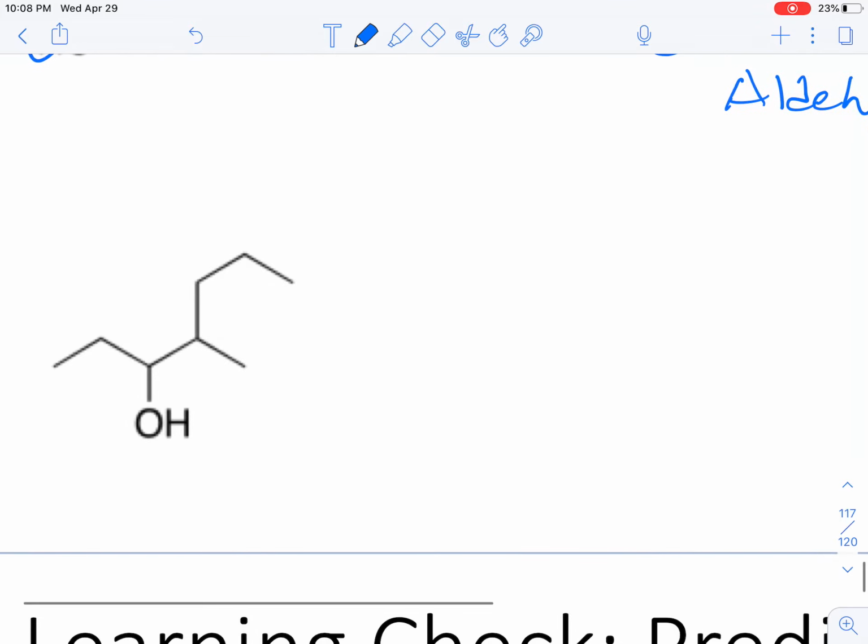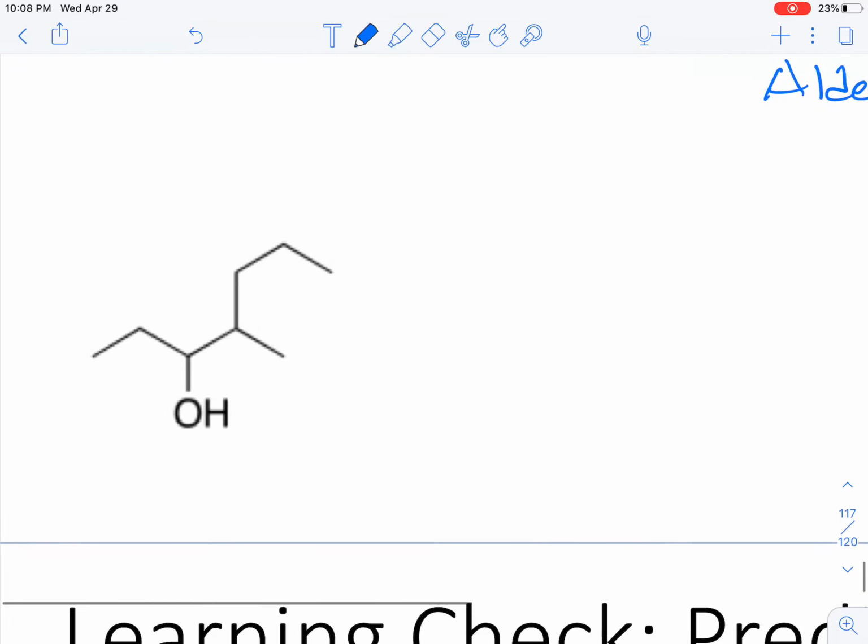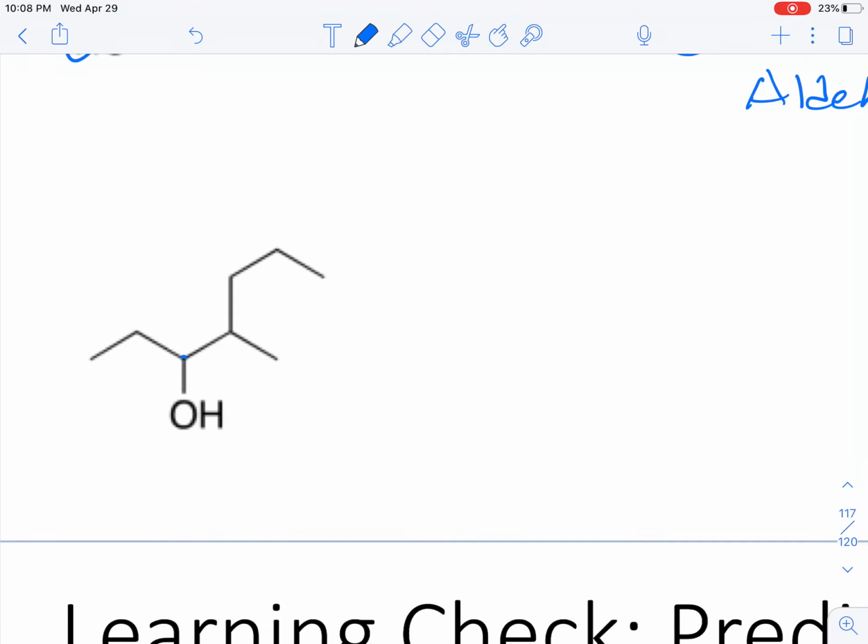All right, so let's go ahead and look at the next one. Here we have this alcohol once again, and when it undergoes oxidation, it's going to produce a different functional group. So we need to figure out what functional group it'll turn into. To do that, we look at the carbons that it's connected to. It's connected to 2 carbons, so this carbon is a secondary carbon, making this alcohol a secondary alcohol.